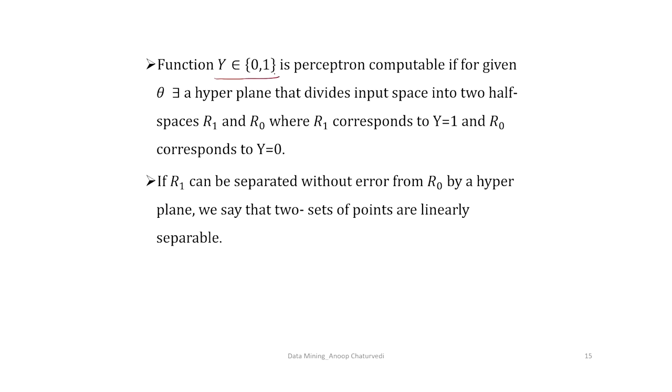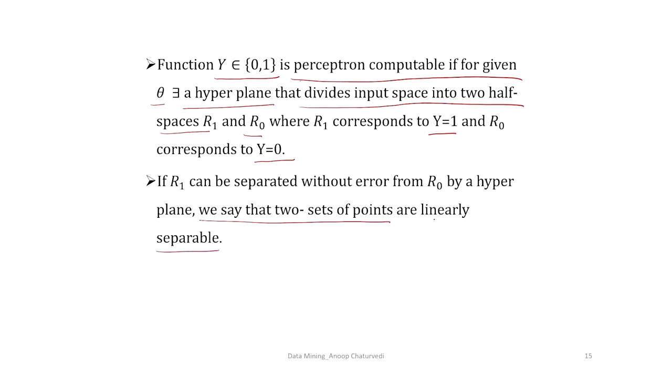Again, the function y belonging to 0, 1 is perceptron computable if for given theta there exists a hyperplane that divides input space into two half spaces R1 and R0, where R1 corresponds to y equal to 1, the neuron fires, and R0 corresponds to y equal to 0, that is, neuron does not fire. Now, if R1 can be separated without errors from R0 by a hyperplane, then we say that two sets of points are linearly separable.